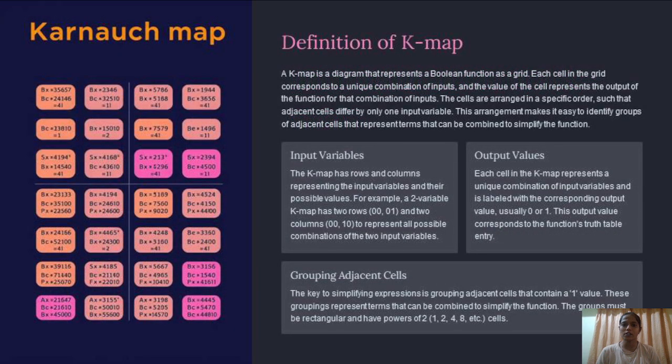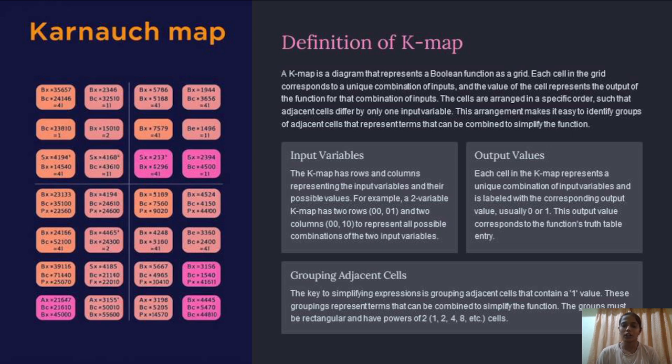Let us see the definition of K-map. A K-map is a diagram that represents a Boolean function as a grid. Each cell in the grid corresponds to a unique combination of the inputs, and the value of the cell represents the output of the function for that combination of inputs. The cells are arranged in a specific order such that adjacent cells differ by only one input variable. This arrangement makes it easy to identify groups of adjacent cells that represent terms that can be combined to simplify the function. As you can see on the left side, you can represent a K-map by using four grids.